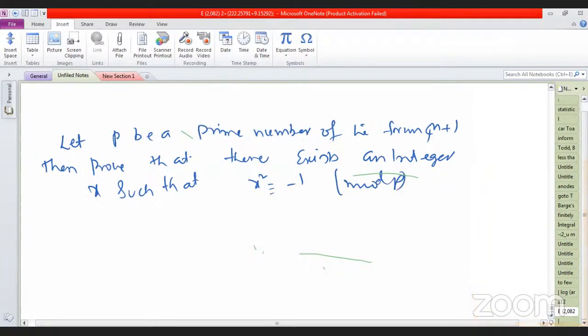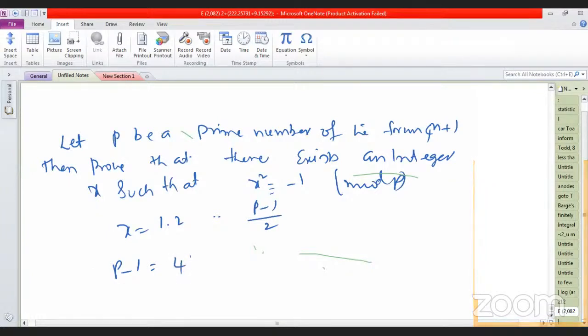Okay. See here, let p be a prime number of the form 4n plus 1. Then prove that there exists an integer x such that x square is equal to minus 1 mod p. Suppose x is equal to 1, 2, up to (p minus 1) by 2. We can write it or not? Mod p means x is equal to 1, 2 and so on, up to (p minus 1) by 2. What is given?